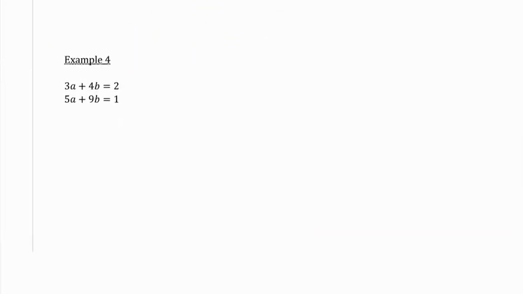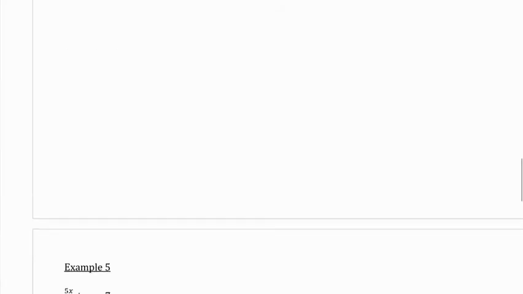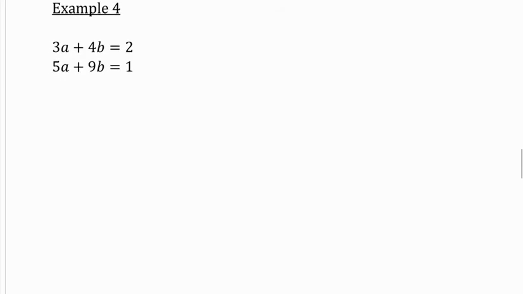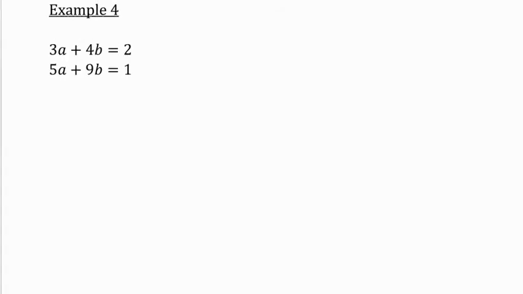All right, our last two here. Okay, a couple more. Our next one, again, same idea, lined up, right? But notice this time we've got a 3 and a 5 and a 4 and a 9. I can't multiply 3 by something to make 5. I can't do 9 times something to make 4. So this time, we're going to have to multiply both equations by something.